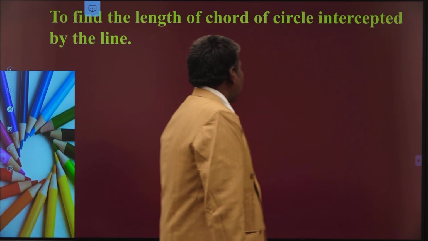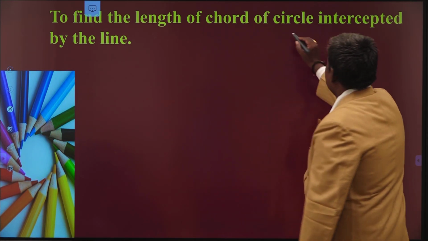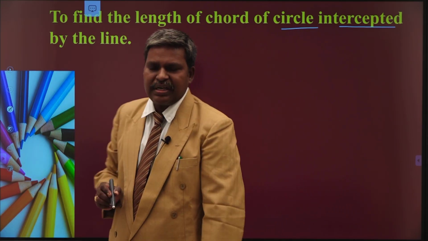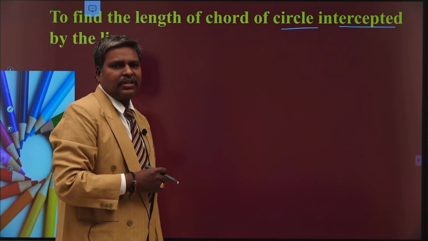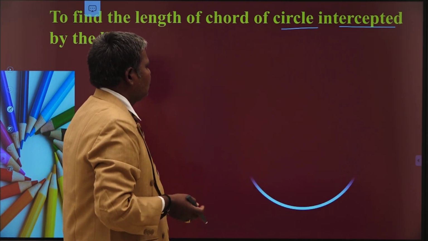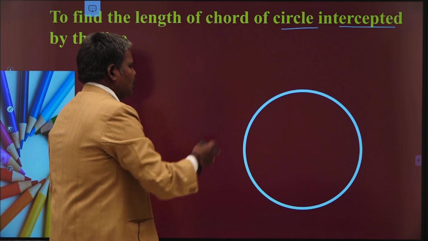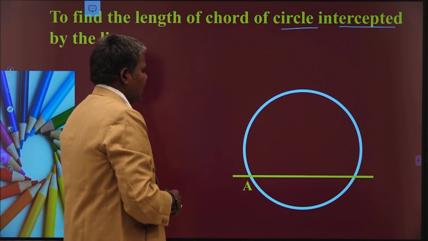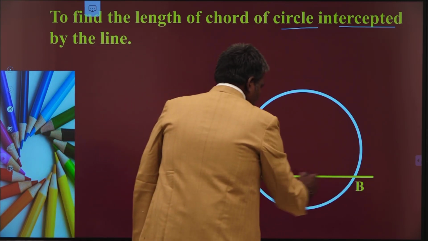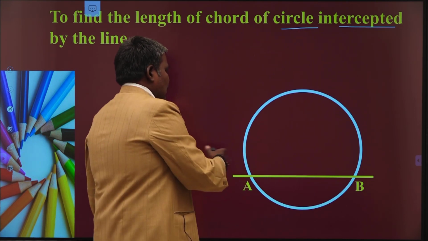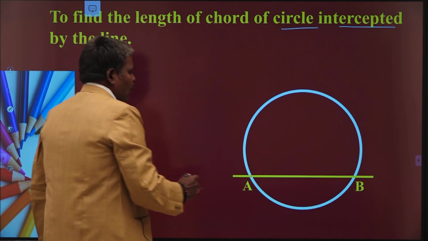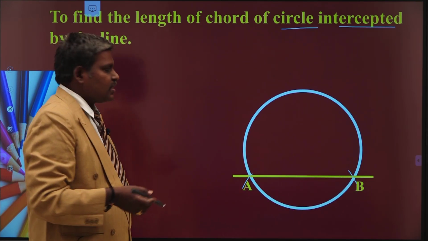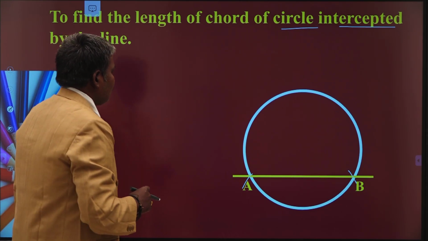See here, to find the length of the chord of a circle intercepted by a line. Some line intersects the circle at 2 points A and B. We have to find out the length of the chord AB. How to do this one? This is your circle as shown in this figure. The chord intersects the circle at 2 points A and B. We have to find out the distance from here to here. Without finding the points of intersection, you can find the length of the chord AB.